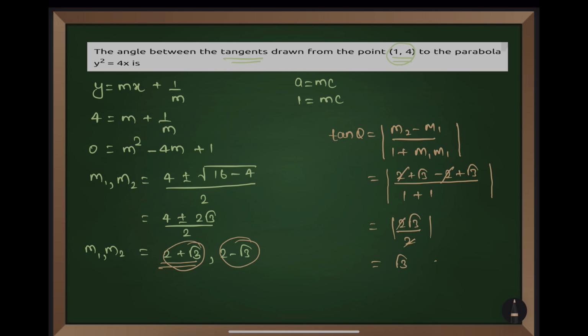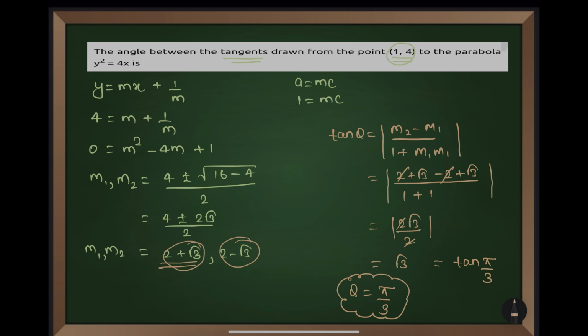So who is √3? Can I write it as tan π/3? So can I write the angle is π/3? So the angle between those tangents is 60 degrees. I hope the idea is clear.